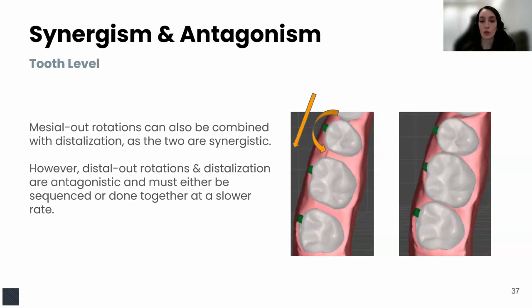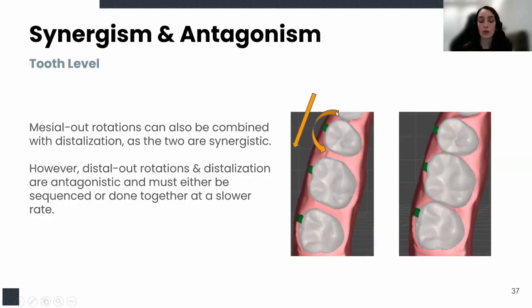Now, another thing regarding rotations. So basically, if I want to plan some sort of distalization for this tooth, it's definitely recommended to combine it with some mesial out rotation. And when I say mesial out or distal out, if I say mesial out, it simply means that the mesial part of the tooth is being pushed out of the arch, whereas distal out means that the distal part of the tooth is being pushed out of the arch. So this is an example where we have performed some sort of mesial out rotation, as you can see. So if I'm distalizing this tooth and planning mesial out rotation, I'm basically moving it in the same direction.